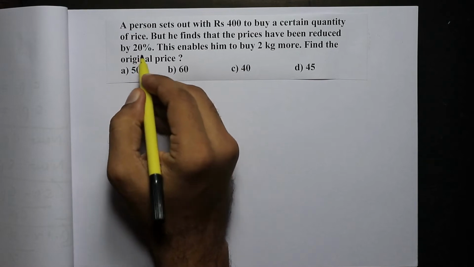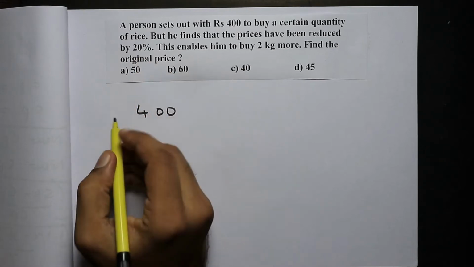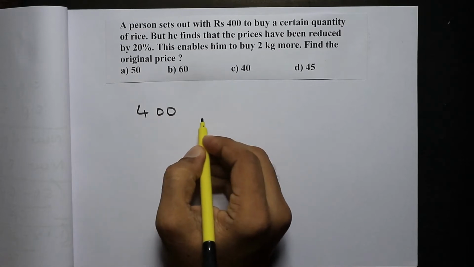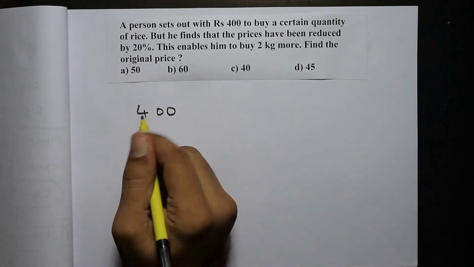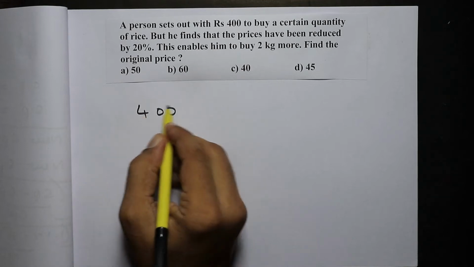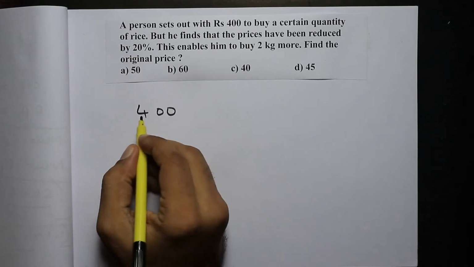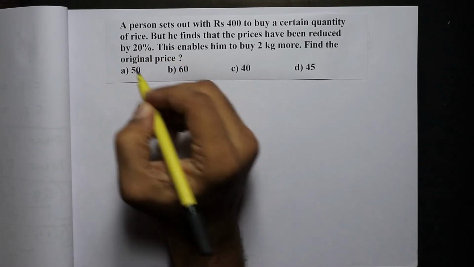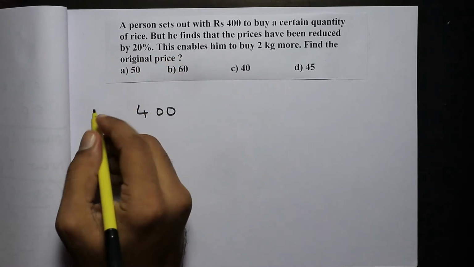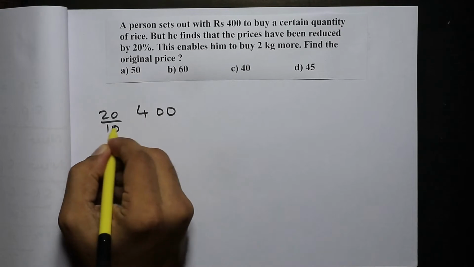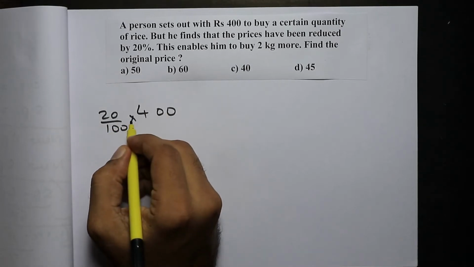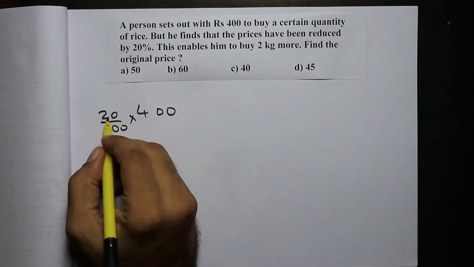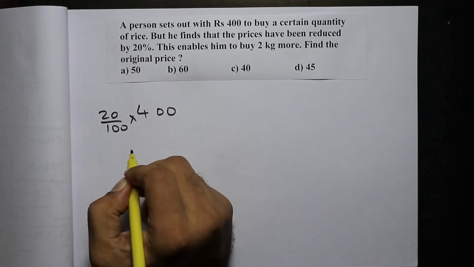If the prices are reduced by 20%, now it costs only 80% of 400. So he has to spend only 80% of this 400, because prices have been reduced by 20%. So the remaining 20% of this 400 is with him.